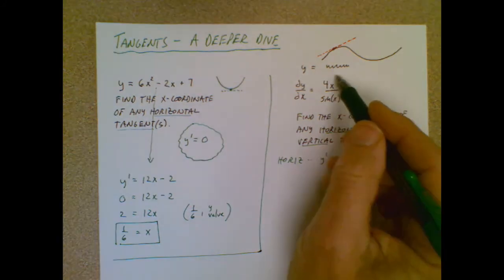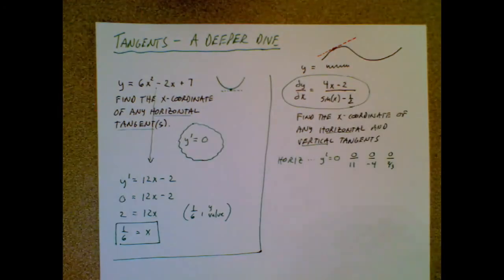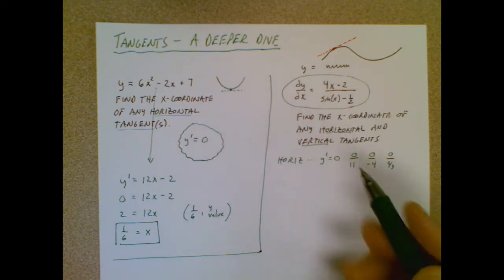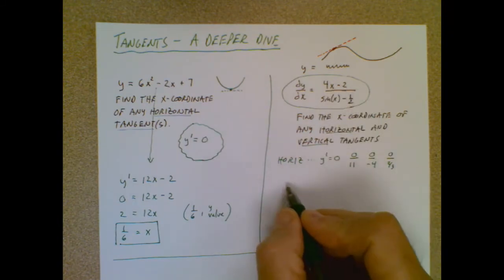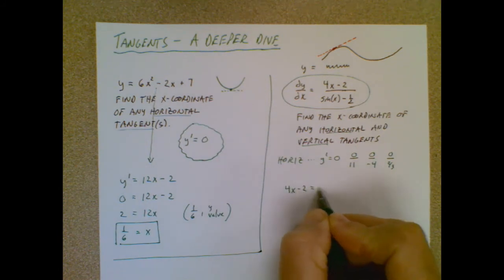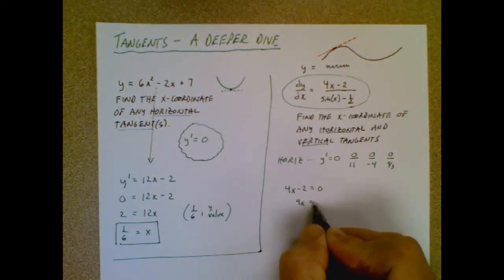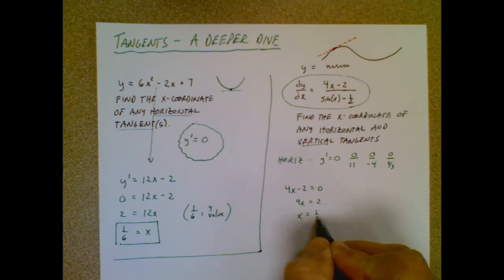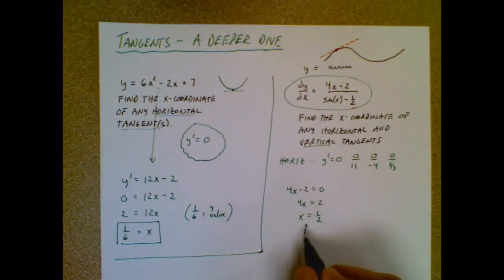So if I'm wondering when does my derivative equal 0, or when do I have a horizontal tangent, it's as simple as saying when does my numerator equal 0. So to find a horizontal tangent, I will take the numerator, set it equal to 0, solve it, and now I know x equals 1/2 is the location of a horizontal tangent.